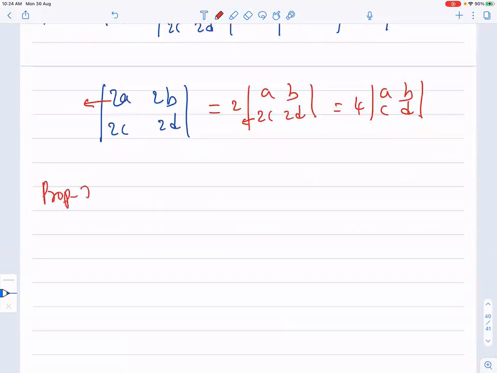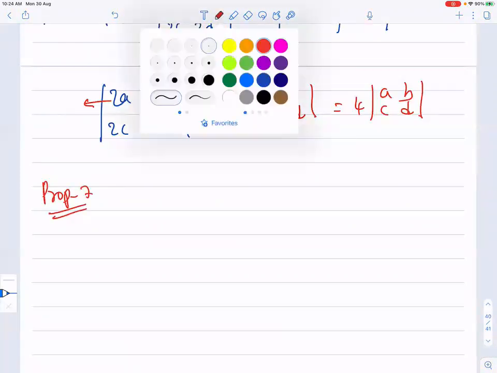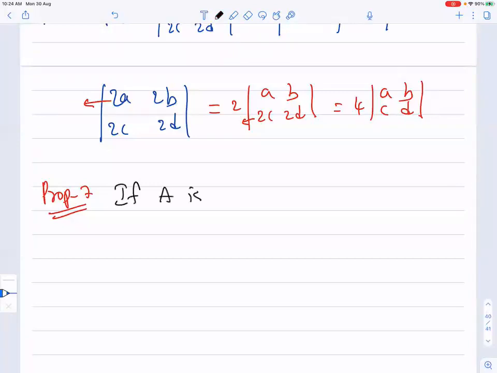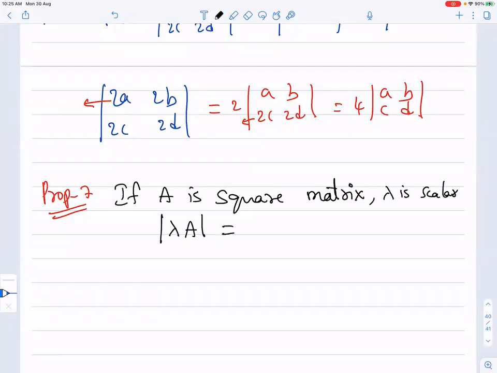Property 7 says that if A is a square matrix, determinant of lambda A, and lambda is scalar. Lambda is not a matrix, it's a scalar. That will be equal to lambda raised to n into det A, where n is order of A. मतलब A में कितने रोज होंगे उतने लैम्डास बाहर आएंगे. Of course that is true. इसमें 2 ही रोज हैं, सो 2 बार हमने 2 कॉमन लिया, करेक्ट ना?